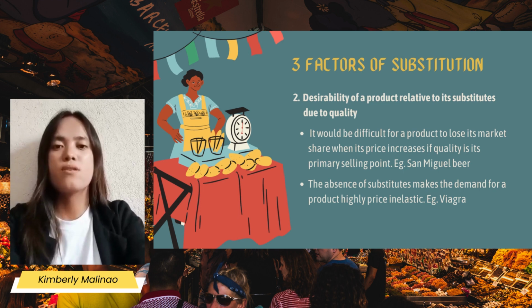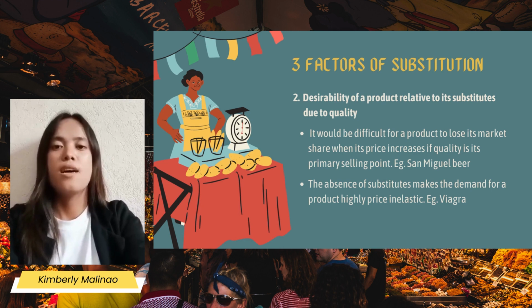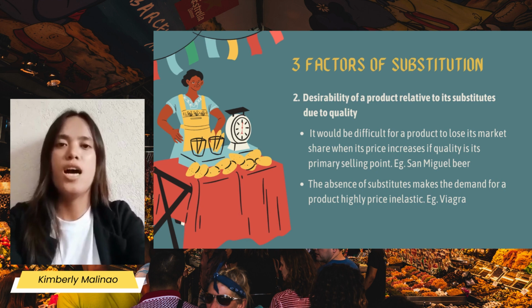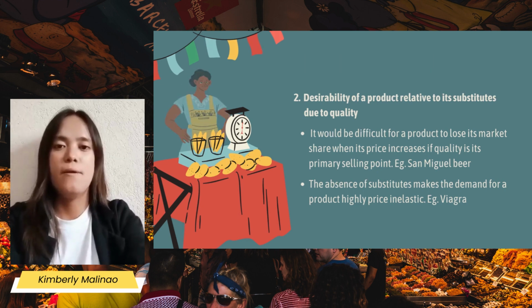It would be difficult for a product to lose its market share when its price increases if quality is a primary selling point. Ang example nito ay San Miguel Beer. Mas tumaas ang presyo niya since siya ang paborito ng mga manginginom, bibilin pa rin nila over competing product. The absence in substitution make the demand for a product highly price inelastic. Example naman nito ay Viagra. So, wala siyang kakompetensya kaya highly inelastic ang demand niya.